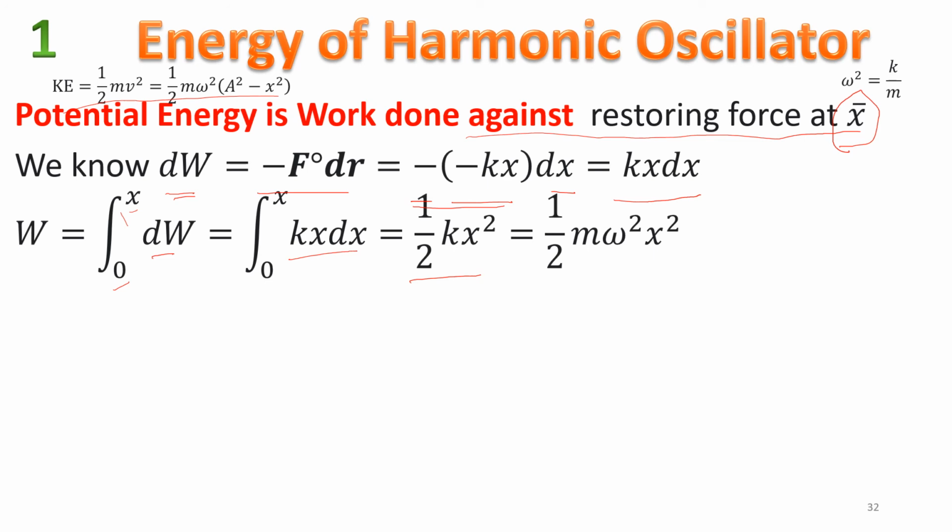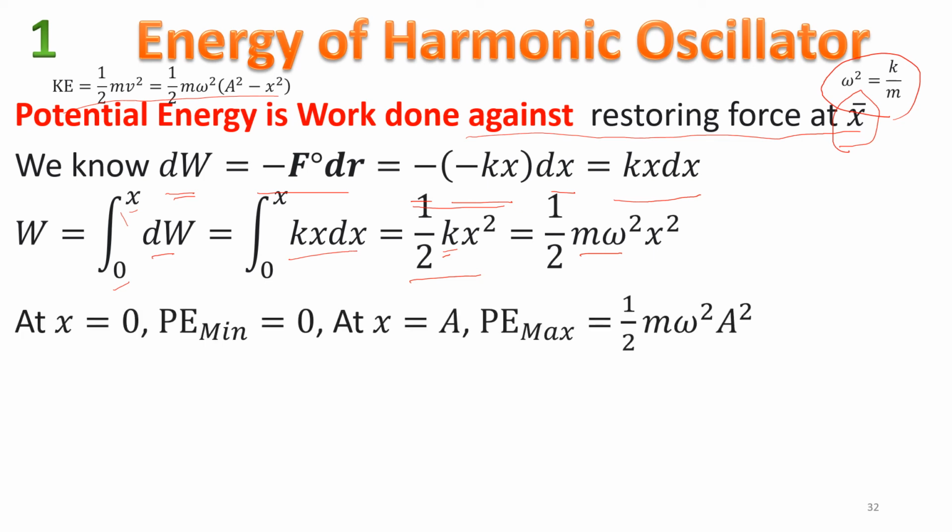So you can substitute the value of k from this equation. So k is m omega square. So we have work done also. When x is equal to 0, because this quantity is 0, potential energy will be 0. And when x is equal to a, potential energy will be 1 by 2 m omega square a square. So this x square is replaced by a square.